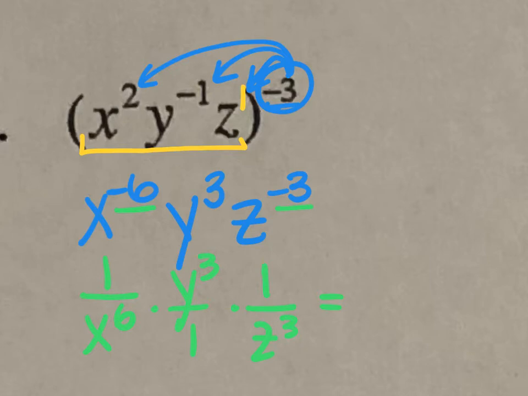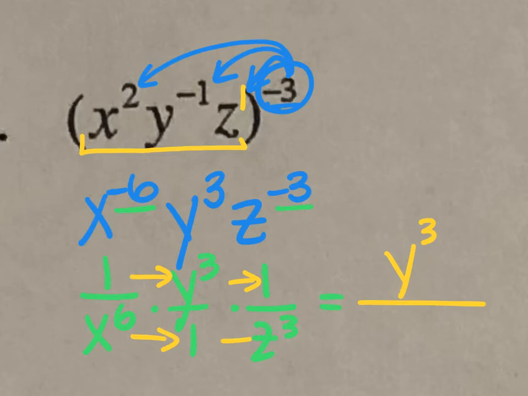Multiplying fractions, we multiply straight across, giving me y to the 3rd, then multiply straight across here, and I get x to the 6th, z to the 3rd. And again, I can't combine these two things on the bottom because they're different bases. So they just stick together like that. Okay, let's keep going.